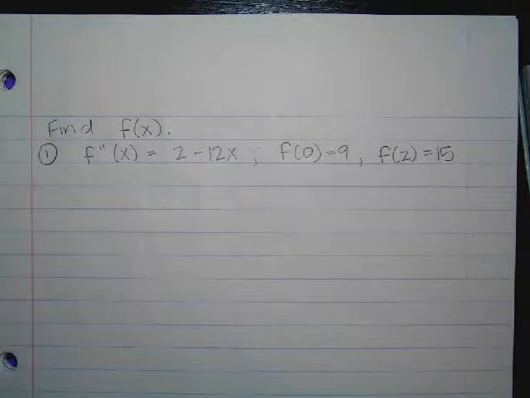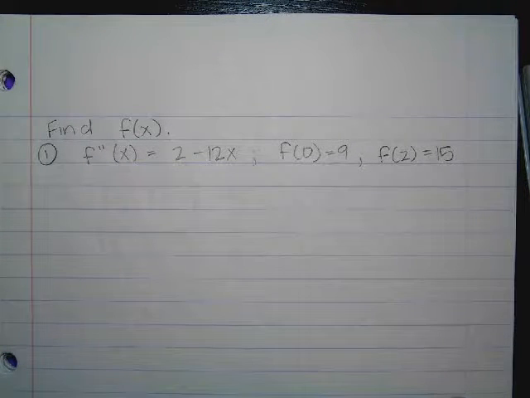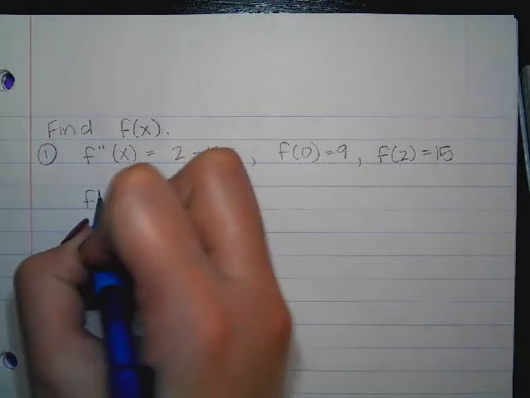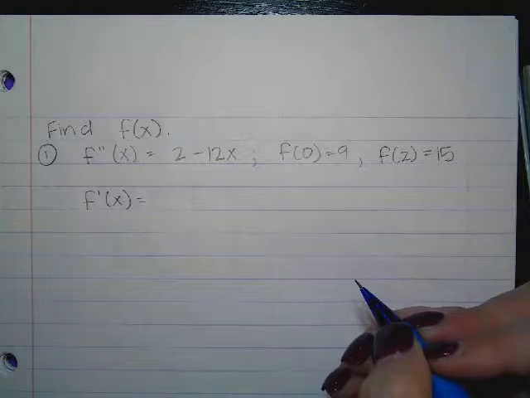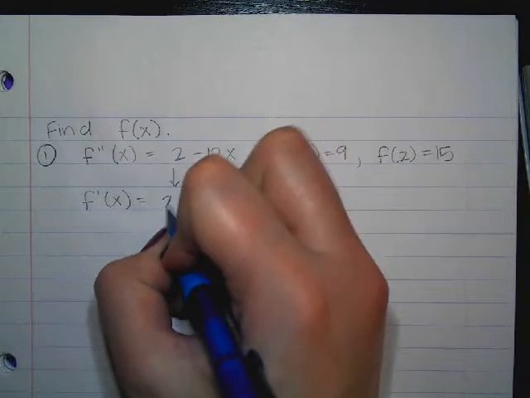Okay. What should we do? First, we take the derivative to get the first derivative: 2x minus 6x squared.